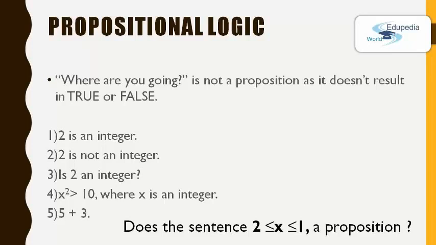The difference between the fourth statement and this statement is, in here we can decide whether this statement is true or false. But for the fourth statement, we cannot decide whether that statement is true or false. It is totally depending on the value of x. But in here, there is no way we can have a value which is greater than or equal to 2 and less than or equal to 1. So this statement is always false. Therefore, it is a proposition.